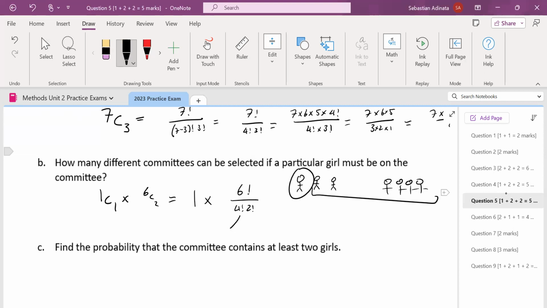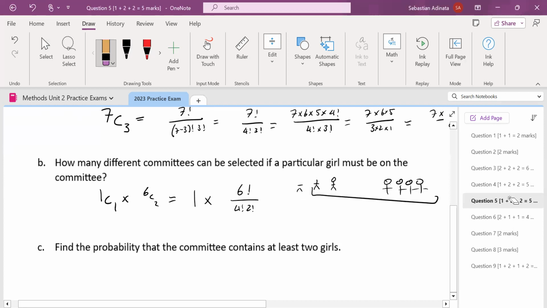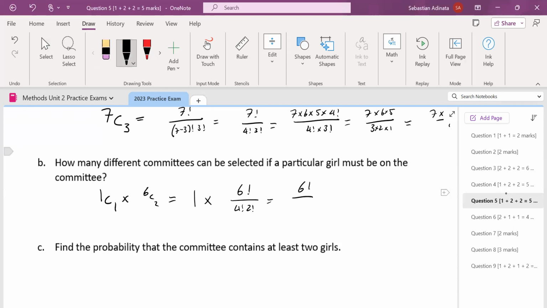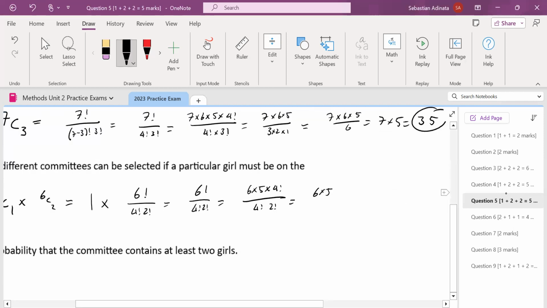And the way I got to here is this is equal to 6 minus 2, which is equal to 4 factorial. Right? Then this is 6 factorial over 4 factorial, 2 factorial, equals 6 times 5 times 4 factorial over 4 factorial, 2 factorial, equals 6 times 5 over 2 factorial, which is 2 times 1, which is 30 over 2, which is 15 committees.